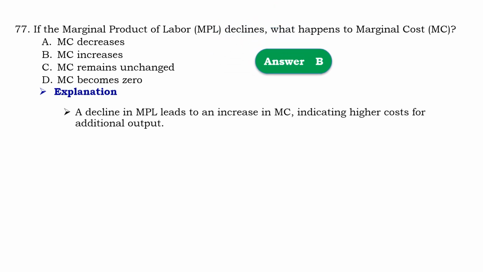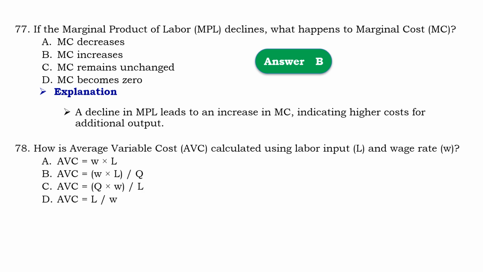Means that a decline in marginal product of labor leads to an increase in marginal cost, indicating higher costs for additional output. Question number 78. How is average variable cost calculated using labor input and wage rate?